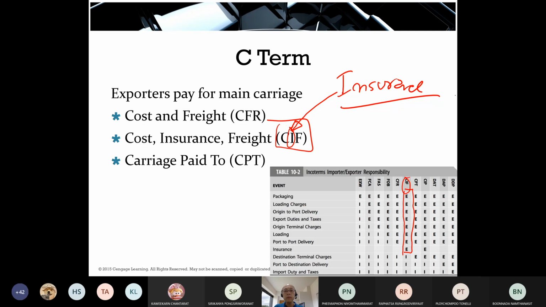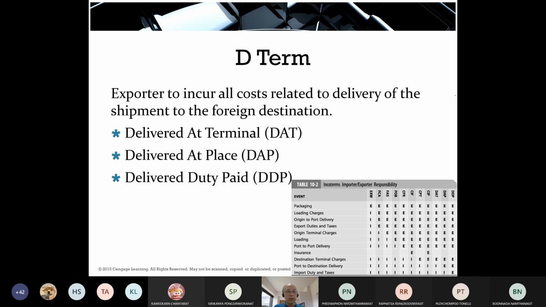Okay. And then we have the D term. The one that I would like you to focus on is DDP. DDP means delivered duty paid. It requires the exporter to assume responsibility for all the costs up until the product reaches the buyer's factory or facility. This is the best term that you can have, but most of the time it's almost impossible for any seller to agree to this term.